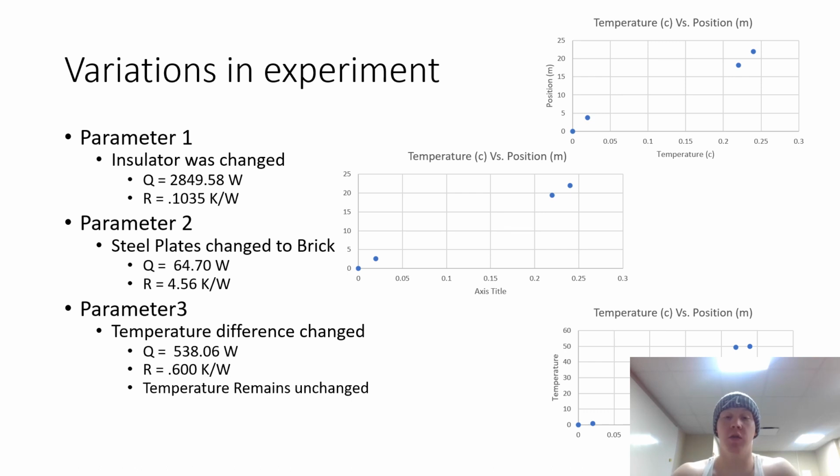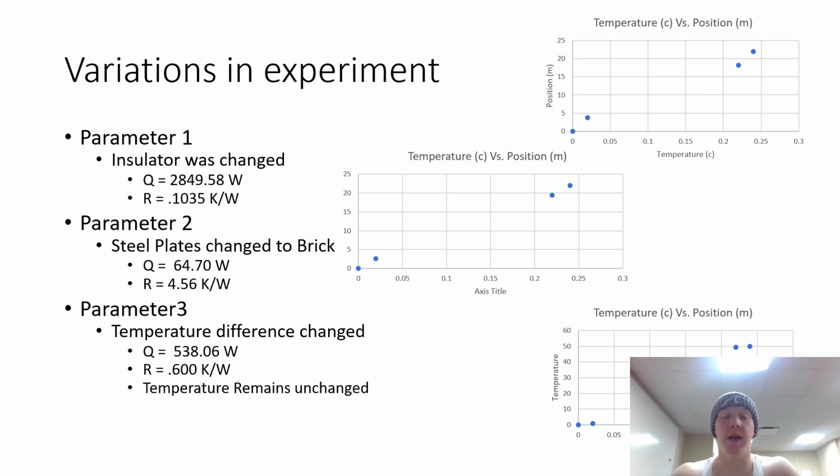Switching to parameter 2, I kept the insulation normal and changed the steel plates to brick. This was by far the best change that I made. Steel plates were changed to brick, so that made my heat transfer go down to 64.7 watts and my resistance go up to 4.56 Kelvin per watt. I thought this was an incredible change, and it also changed the temperature at each point in the wall much more.